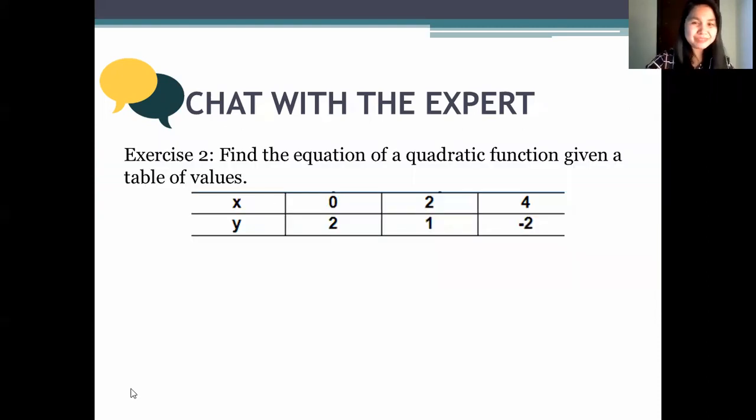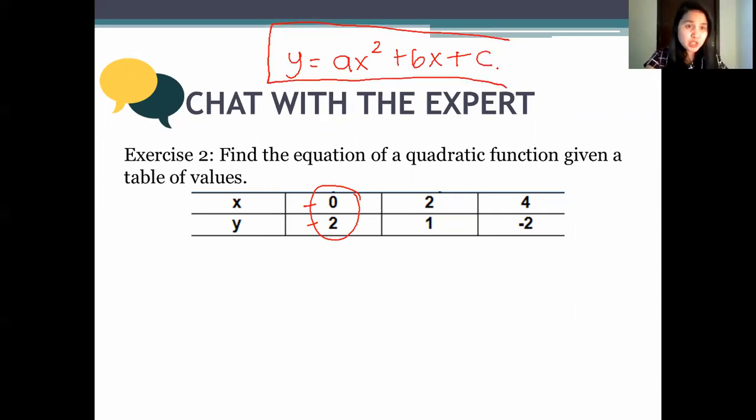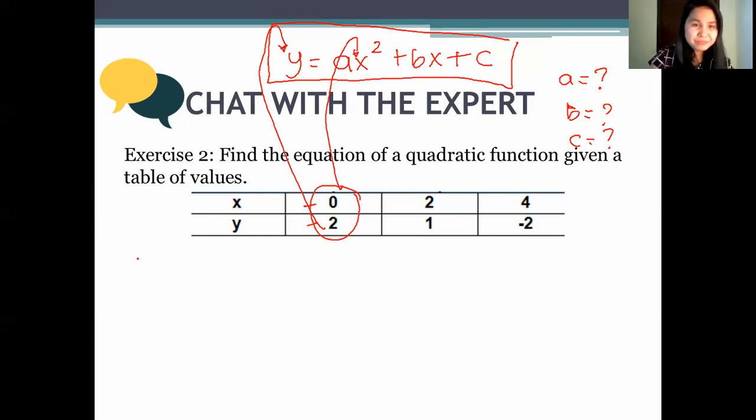Let's start. Ready? Now, find the equation of a quadratic function given the table of values. Let's start with the first ordered pair. X is 0, then Y is 2. You need to remember that our quadratic function is in Y equals AX squared plus BX plus C. This is where you will substitute the values of X and Y. What are we looking for? We're looking for the values of A, B, and C. So let's start. Y equals AX squared plus BX plus C. What's the value of my Y? It's 2, right? Let's start with 0 and 2.